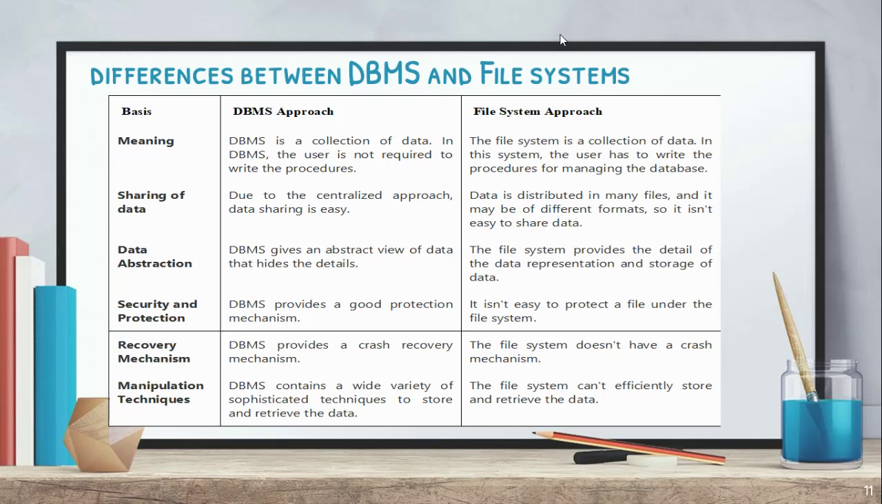Data abstraction. DBMS gives an abstract view of the data that hides the details. The file system provides the details of the data representation and storage. Security and protection. The DBMS provides a good protection mechanism. It is not easy to protect a file under the file system. Recovery mechanism. DBMS provides a crash recovery mechanism. The file system does not have a crash recovery mechanism. Manipulation techniques. The DBMS contains a wide variety of sophisticated techniques to store and retrieve the data. The file system cannot efficiently store and retrieve the data.